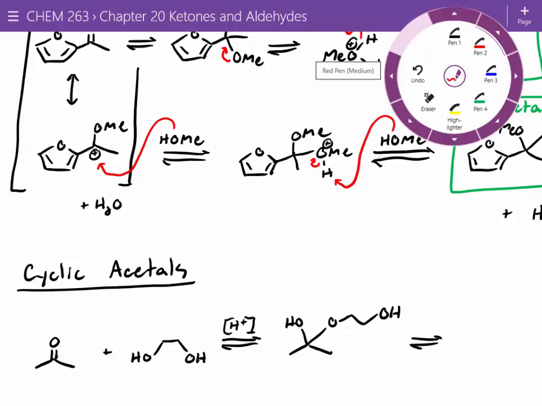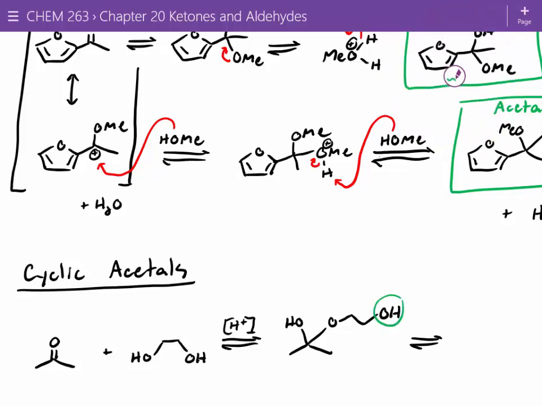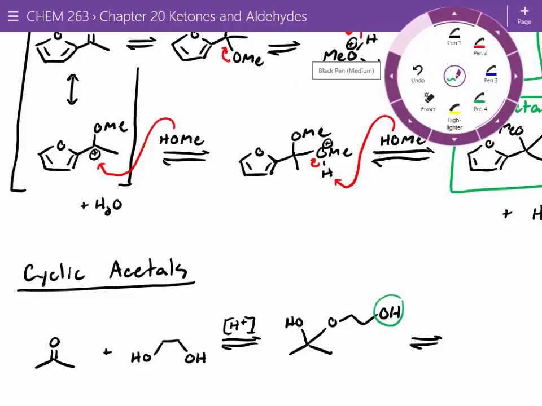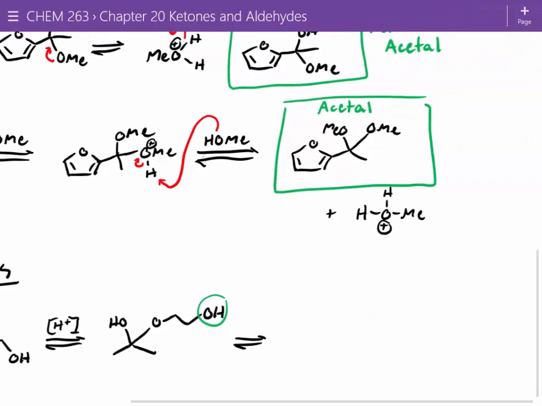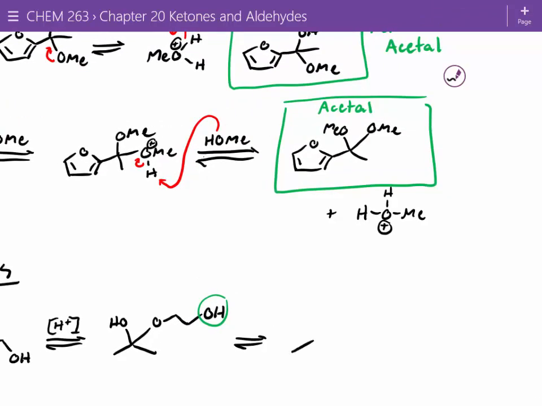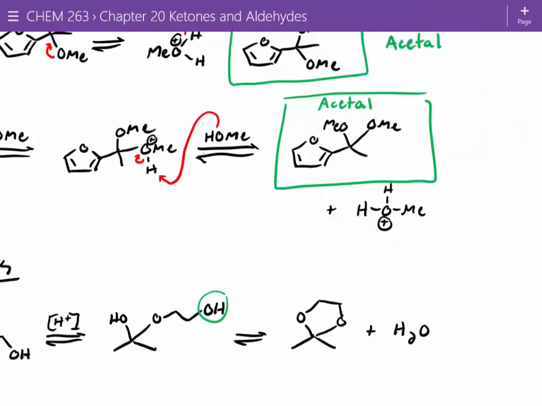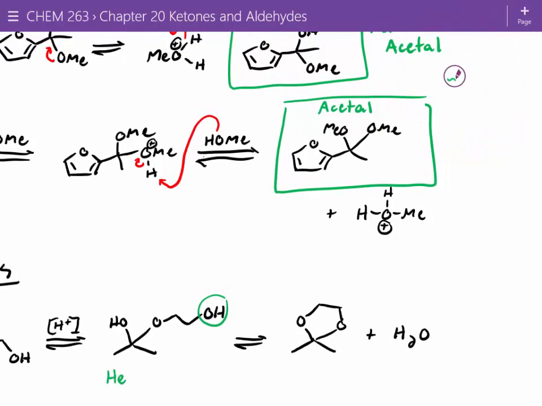If you look at this one, we now have a new reactive alcohol group that can add in, and this can displace water. And so what this is called is our hemiacetal.